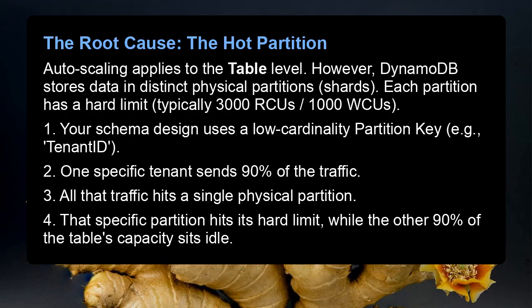The root cause, the hot partition. Auto-scaling applies to the table level. However, DynamoDB stores data in distinct physical partitions, shards. Each partition has a hard limit, typically 3000 RCUs/1000 WCUs. 1. Your schema design uses a low cardinality partition key, for example, tenant ID. 2. One specific tenant sends 90% of the traffic. 3. All that traffic hits a single physical partition. 4. That specific partition hits its hard limit, while the other 90% of the table's capacity sits idle.